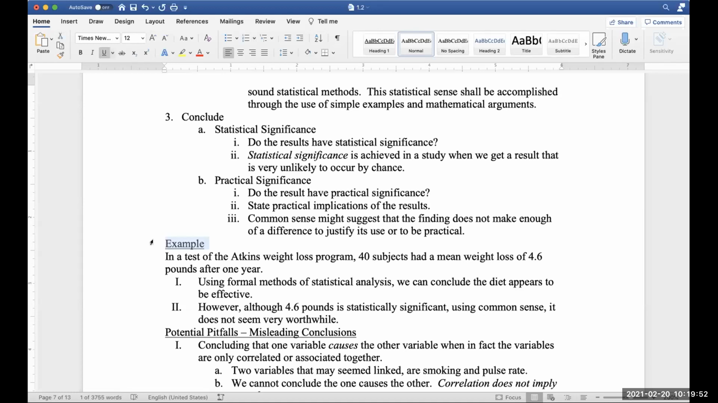Okay, so, example. In a test of the Atkins weight loss program, 40 subjects had a mean weight loss of 4.6 pounds after 1 year. So using formal methods of statistical analysis, we can conclude that the diet appears to be effective. However, although 4.6 pounds is statistically significant, it does not seem to be very worthwhile. If you are 50 pounds overweight, it will take you 10 years to actually lose that excess weight.